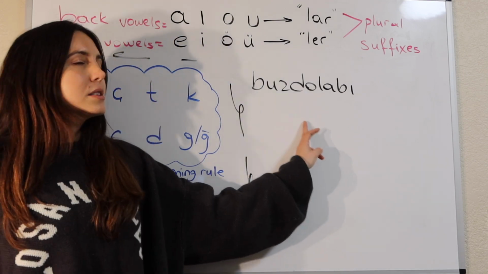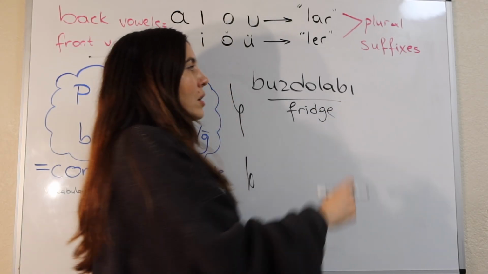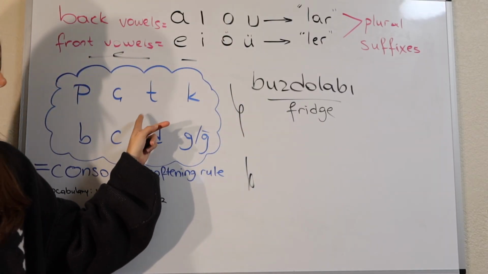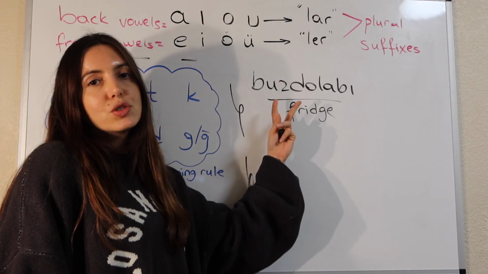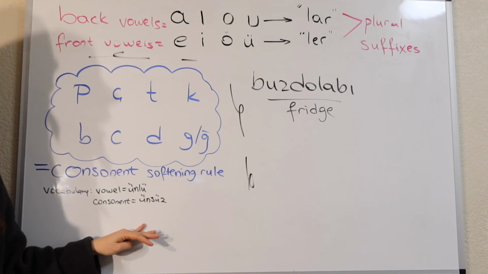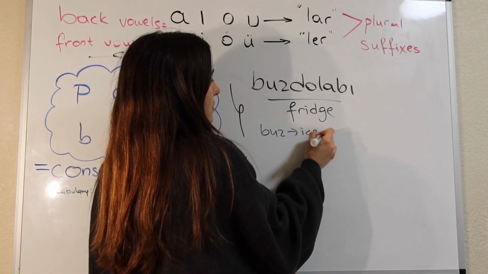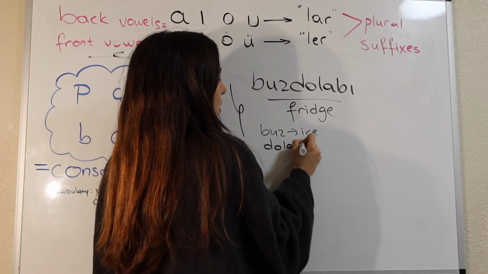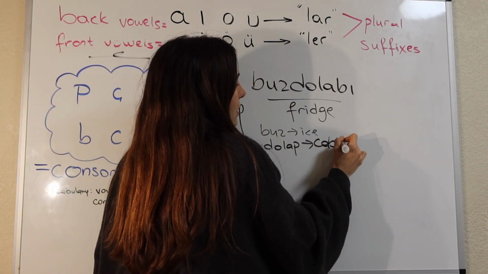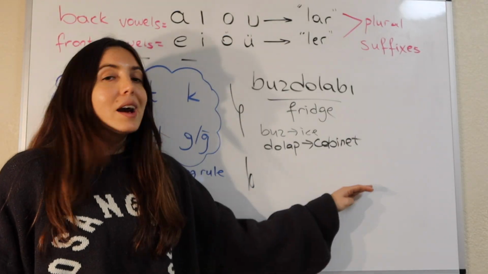Buzdolabı. We're gonna make this plural. This means fridge, okay? Fridge. This is special because of this rule and because this has two words in it. And one of them had this rule happen to it. So buz is ice. Dolap, with a P, is cabinet. Buzdolabı means fridge, literally ice cabinet.